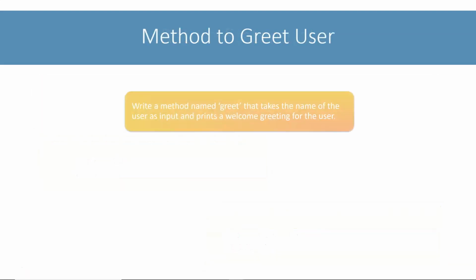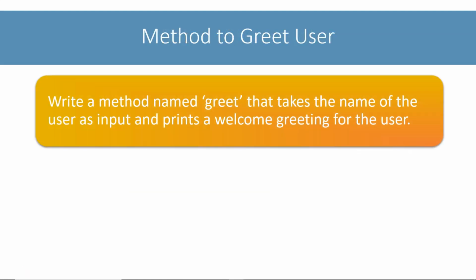Now, let's say I want to write a method greet to print a greeting for the user. Here I don't have any value that I can return from my method greet. Does it mean that I cannot write a method for this task? The answer is no. Let's switch to BlueJ and see how to write it.